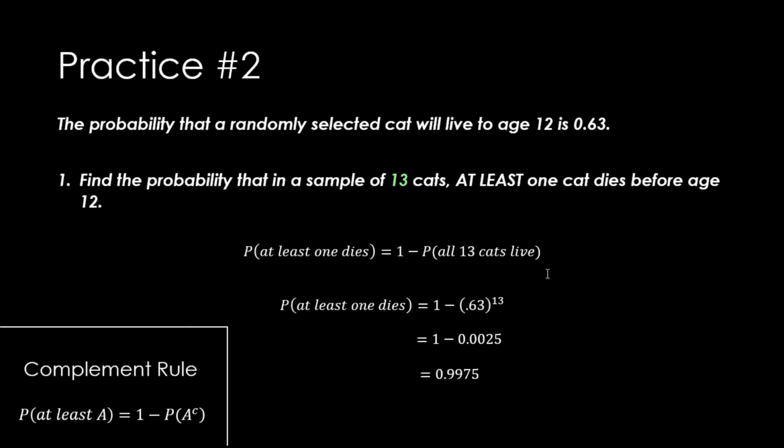Luckily, we know from earlier parts of the problem that this probability will just be equal to 0.63 to the 13th. We can plug this into the formula and solve to get 1 minus 0.0025, which simplifies to 0.9975. So we know that the probability of at least one cat dying before age 12 in a random sample of 13 cats is roughly 99.7%.